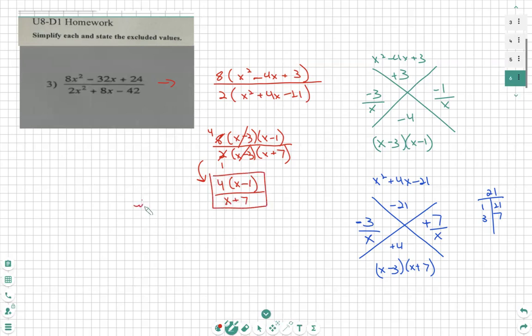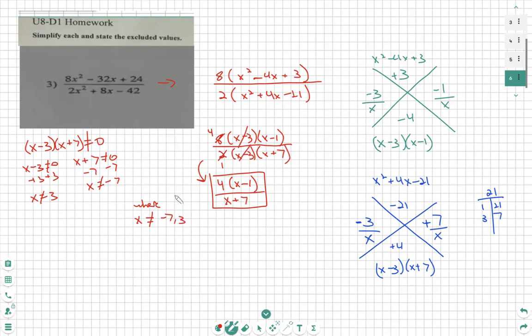The last thing we need to do is write our restrictions. X cannot equal certain values, and those values are what makes the denominator 0. So I'm going to take that denominator, x minus 3, x plus 7, and set them equal to 0. We get x minus 3 equals 0, x plus 7 equals 0. Add your 3, you get x equals 3, minus your 7, you get x equals negative 7. So x cannot be either negative 7 or 3.